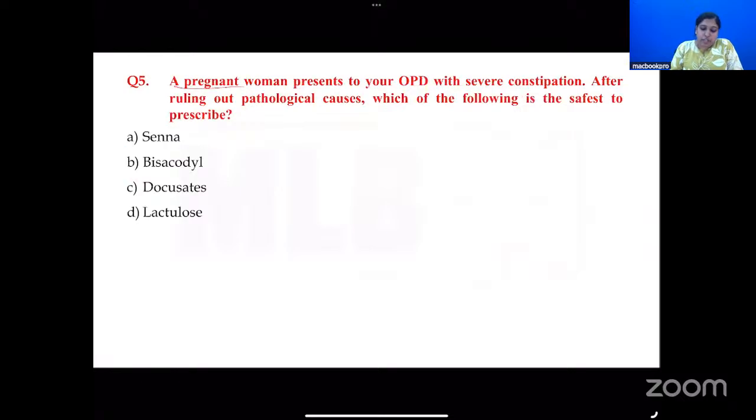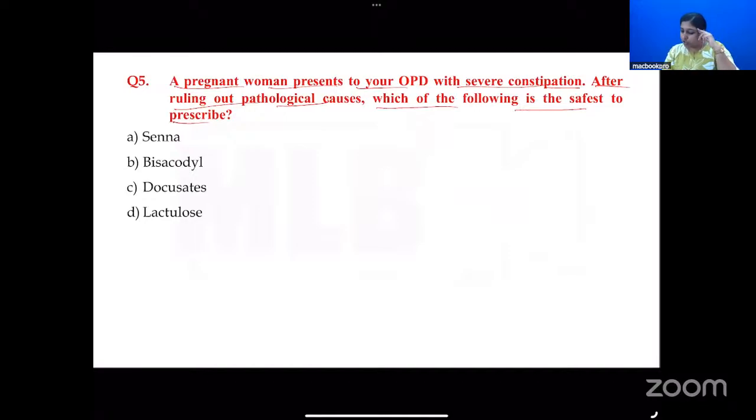A pregnant woman presents to your OPD with severe constipation. After ruling out pathological cause, which of the following is the safest to prescribe? A pregnant woman with a condition of constipation. So which of the following is a safe drug? Since the woman is pregnant, it is very, very important that you should not administer any teratogenic drug or one which is rapidly absorbed and crosses the placental barrier. So which particular drug in the given options?